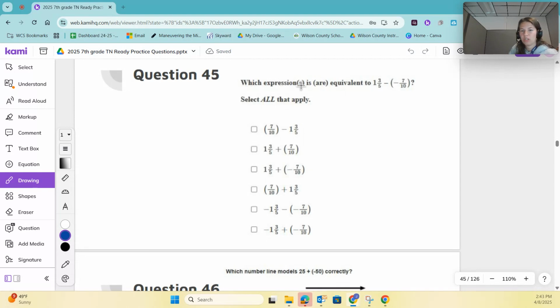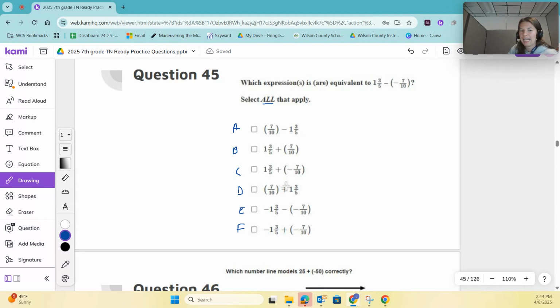Which expression or expressions is or are equivalent to 1 and 3/5 minus negative 7/10? Select all that apply. Okay, so we'll treat these as A, B, C, D, E, and F. Now one thing to note, when we have this minus and negative, they give all of these with the 1 and 3/5 and the 7/10. It's in all of these problems.